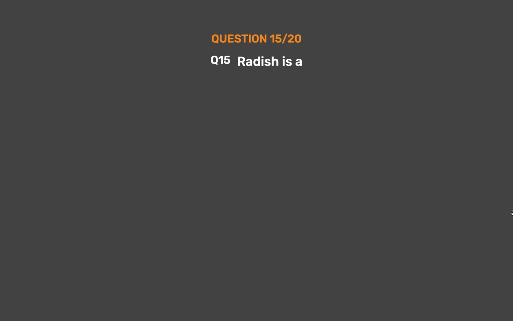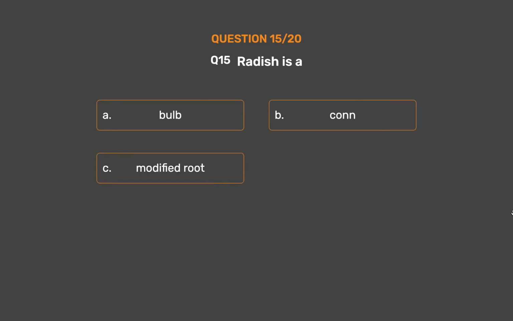Question number 15. Radish is a: Option A. Bulb. Option B. Corm. Option C. Modified root. Option D. Tuber.